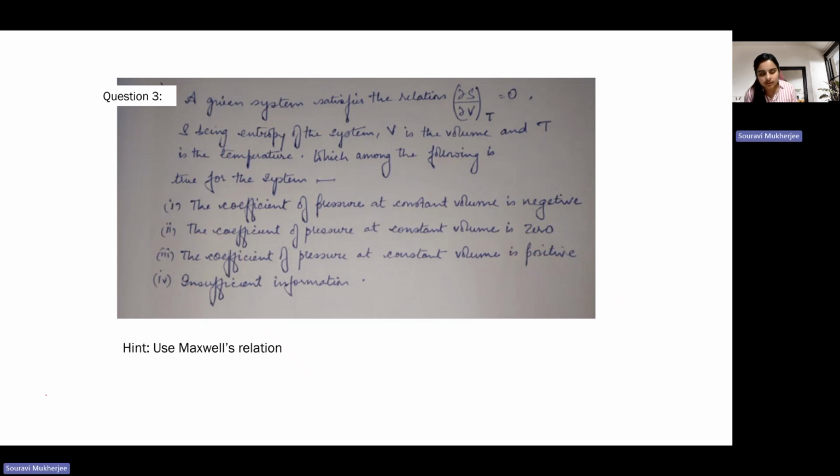Now, in all the options you can see, we are looking for a coefficient of pressure at constant volume. So you need to look at some change of pressure. There's some parameter which talks about changes in pressure at constant volume. Now, in this kind of question, think of what could be a relation that relates del S del V at constant temperature to some partial derivative of pressure at constant volume.